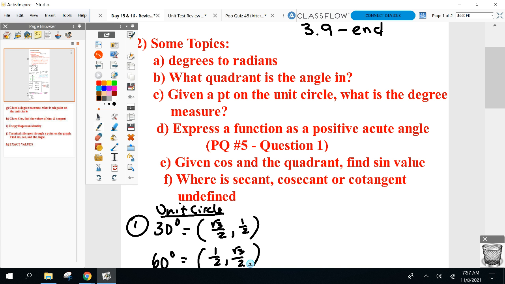Anything else on this first page? Can you do express a function as a positive acute angle? Sure, you got it. Let's see, I believe there's definitely some in here. Can you guys go to number 17? 17, I think that's what we're looking for here.